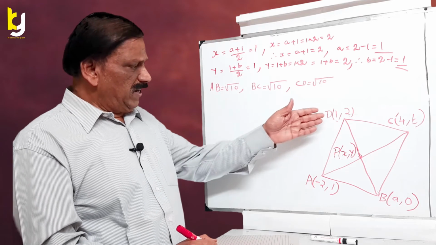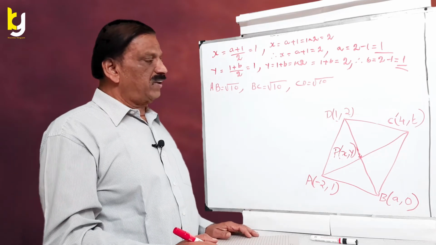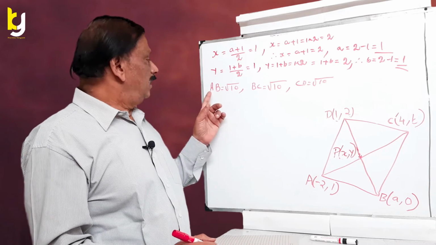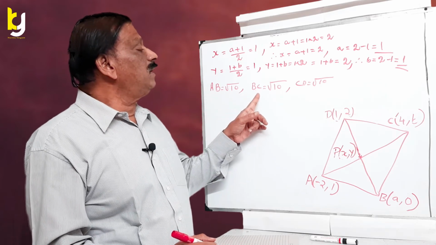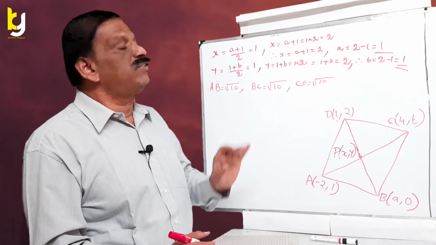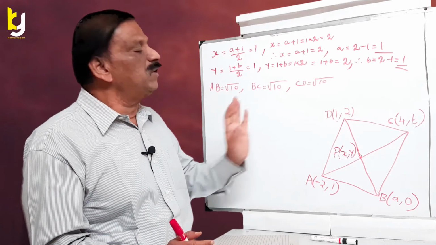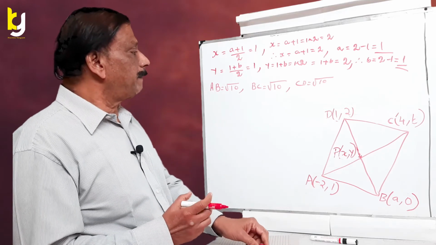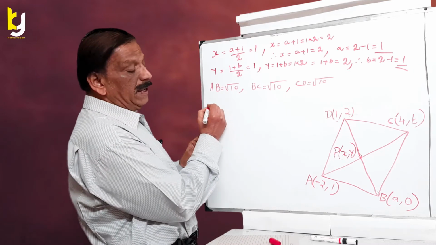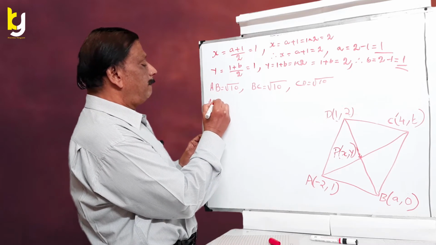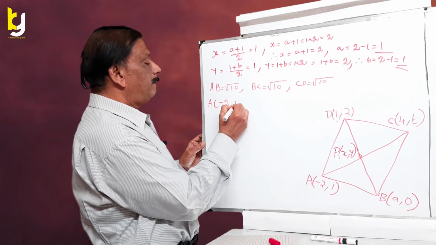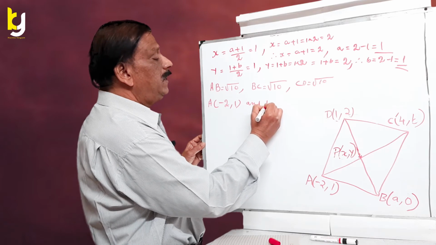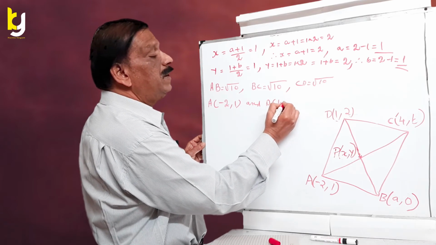Then we can also find out the fourth side AD using the distance formula. We had already got AB is equal to root 10, BC is equal to root 10 and CD is equal to root 10. So automatically AD will be root 10 because this is a parallelogram. Then A is (minus 2, 1) and D is (1, 2).